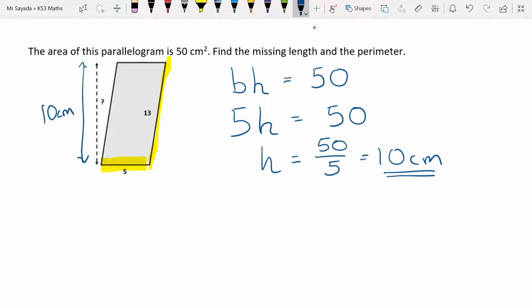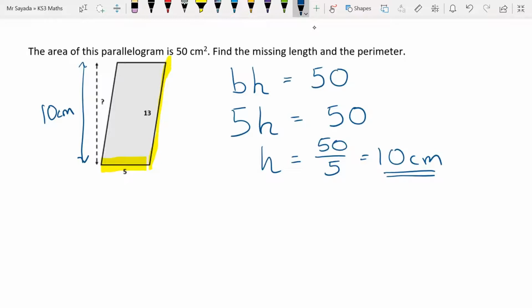The next thing I need to do is find the perimeter. Now the perimeter has nothing to do with the missing length. You should have said the perimeter is the distance around a 2D shape. So let's quickly work that out.